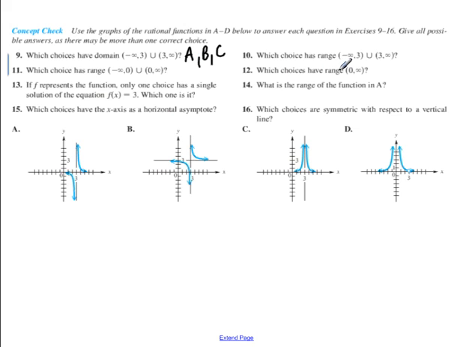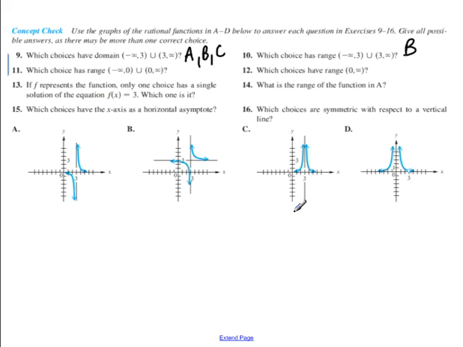Which choice has a range of negative infinity to 3, union 3 to infinity? So for the range, now we want this to be a horizontal asymptote at 3, and that is part B only. Which choice has a range of negative infinity to 0, union 0 to infinity? So we would want the x-axis to be our asymptote, so that happens in part A.